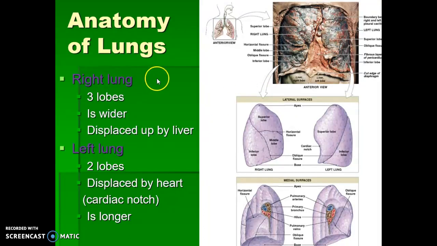But something that you need to know is that the right lung and the left lung are not the same. Okay, the right lung is larger, it has 3 lobes, actually it's wider, but shorter. The liver is right below it, so the liver displaces this lung a little bit upward. And the left lung, on the other hand, has only 2 lobes, but it is displaced by the heart, forming the cardiac notch. Okay?